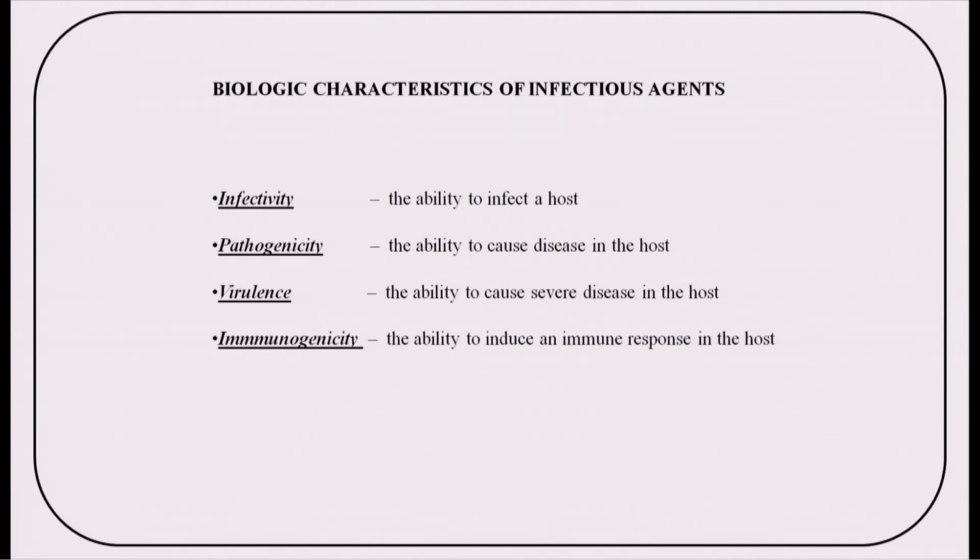If you see some of the bacteria or the viruses, they are very virulent, and their course of illness will be very fast, and they will not give enough time even to give the proper antibiotics or antivirals, and the patient may have very severe morbidity and mortality. How the body responds to this infection is called immunogenicity.